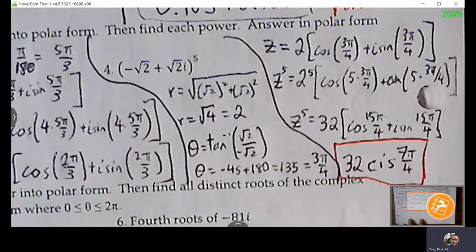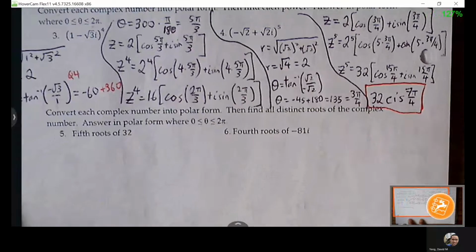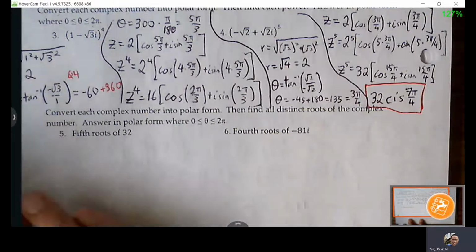Okay, any questions here? Okay, number 5 and 6, we're back to finding roots. So this is where we've got to go through those multiple steps, right? Okay, I'll start working on 5 and show it while you guys have a chance to try it.